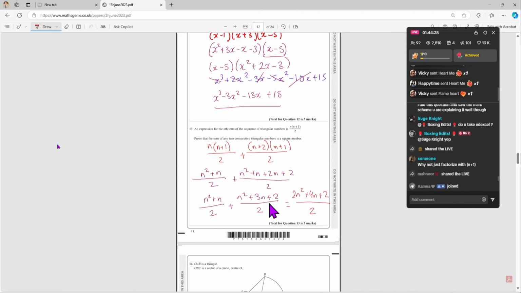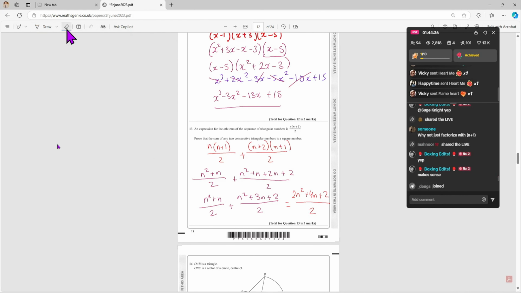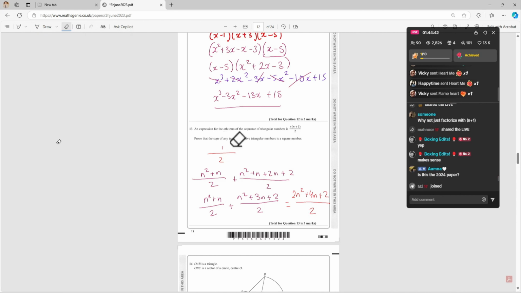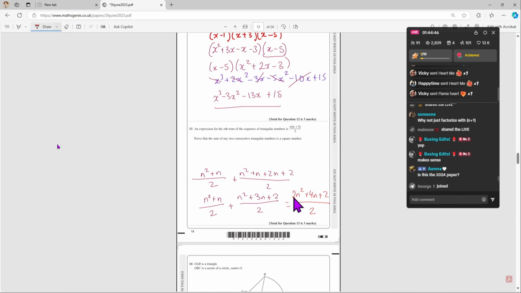We are about to factorize, guys. We are about to factorize this quadratic. So I'm going to quickly rub this part out, this part over here, because I don't have space. So this is a 2023 paper. So once you got that, you have to factorize this.